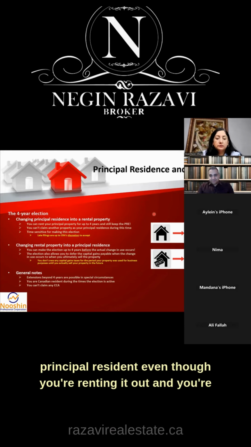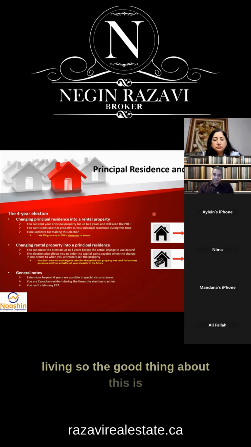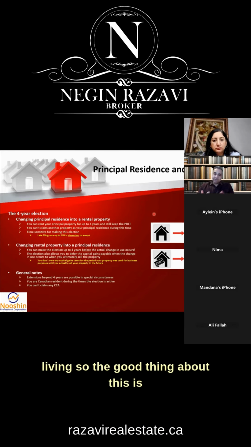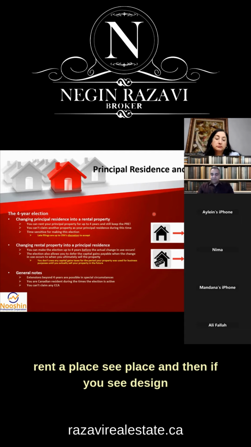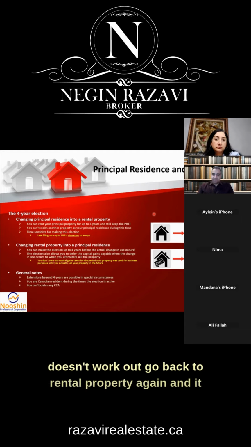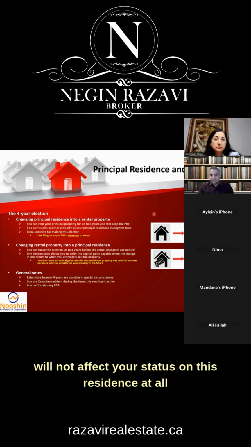Your principal residence, even though you're renting it out and you're not living there. So the good thing about this is it gives you options to rent, go out, rent a place, see a place, and then if you see the place doesn't work out, you can go back to your rental property again, and it will not affect your status on your principal residence at all.